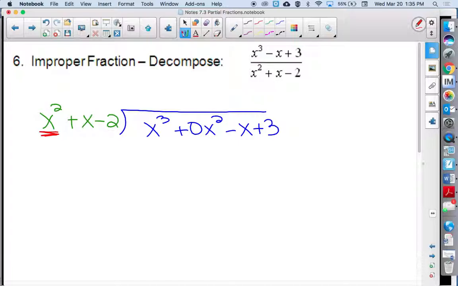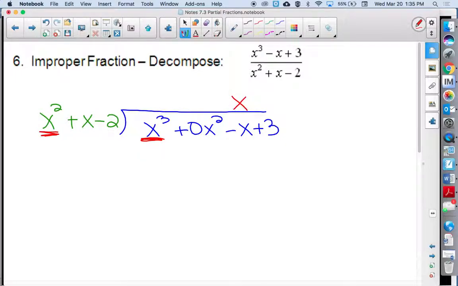Okay, Brandon? You look at the x squared and you see what times x squared gets x cubed. You work with the first one. Right, so you multiply by x. Good. So you're only worried about the first term, nothing else. So you have an x squared. What do you multiply x squared by to make it x cubed? And it's just an x.